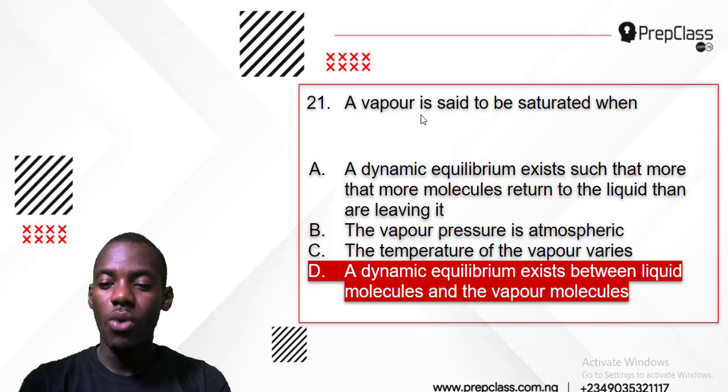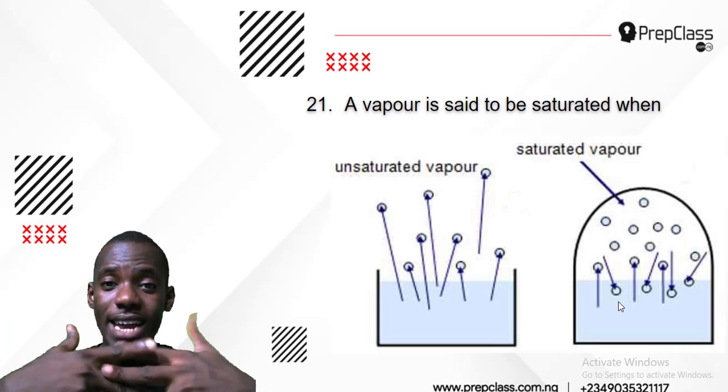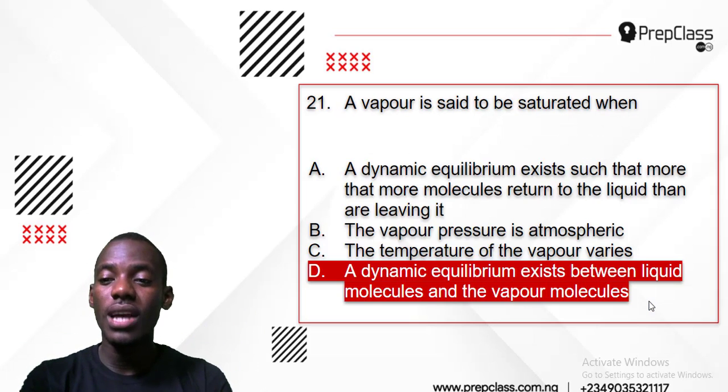And that is what happens. Like you can see here, the liquid molecules change into vapor, and the vapor molecules change back into liquid. So they are at equilibrium, or they are equal. They are happening at the same rate, and that's what we call saturated vapor.